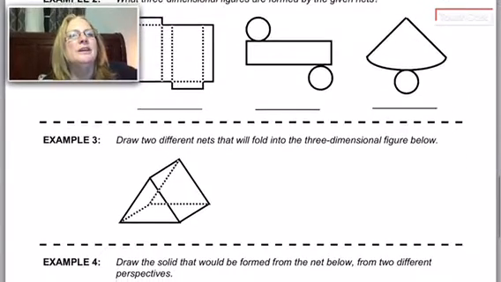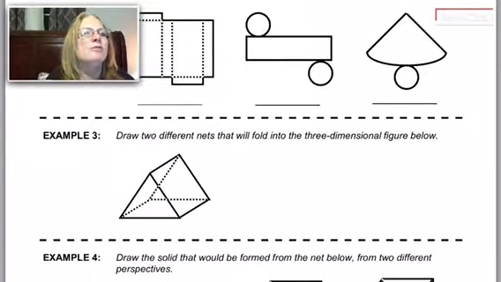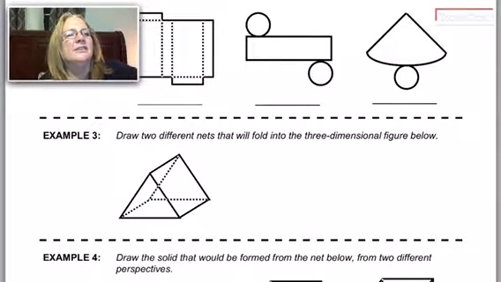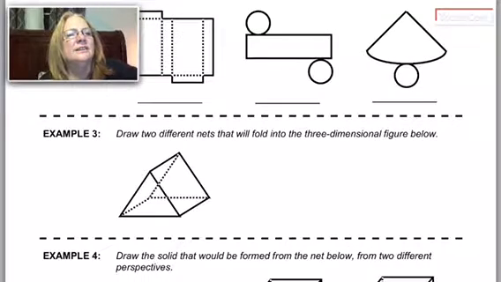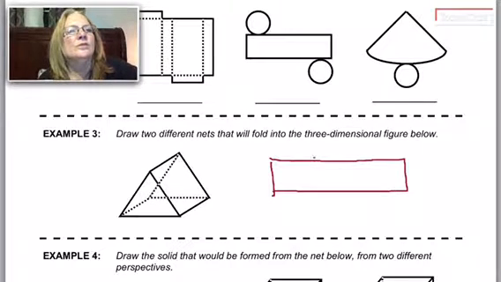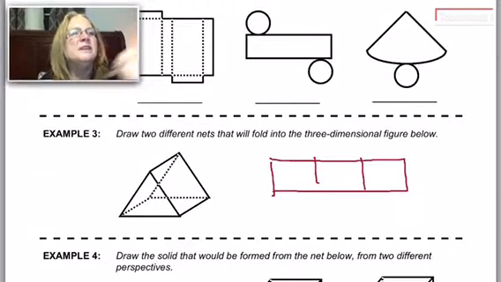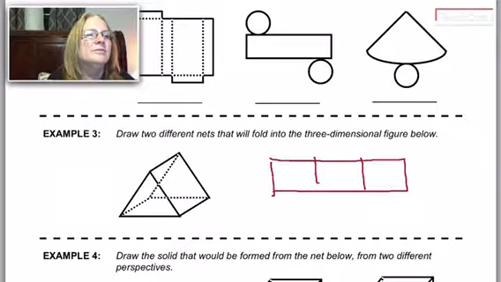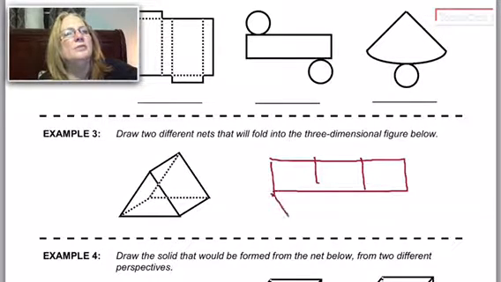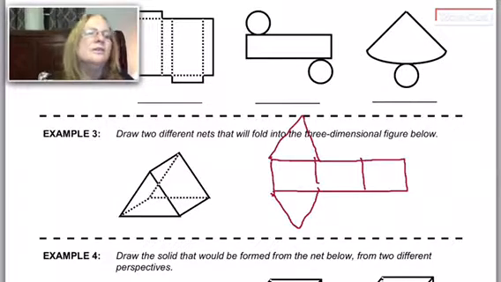So in example 3, draw 2 different nets that will fold into the 3-dimensional figure below. I'm just going to draw one actually because, again, this isn't my best, but the sides are rectangles, which means it's a prism. And so I could put one here and one here. And those triangles that form the base should be congruent.